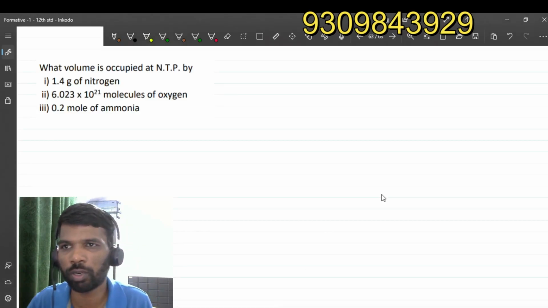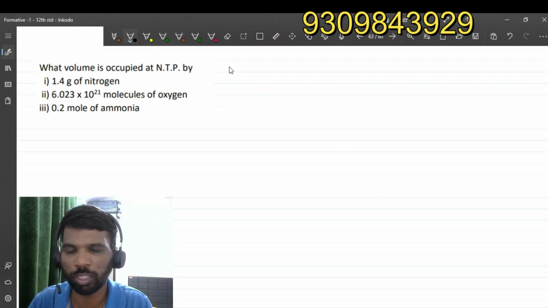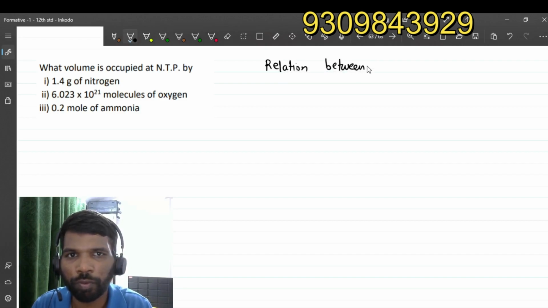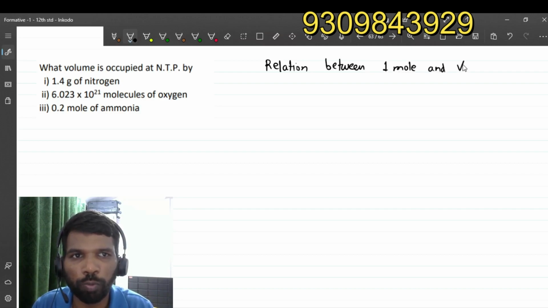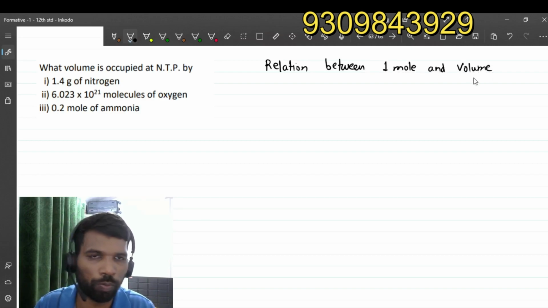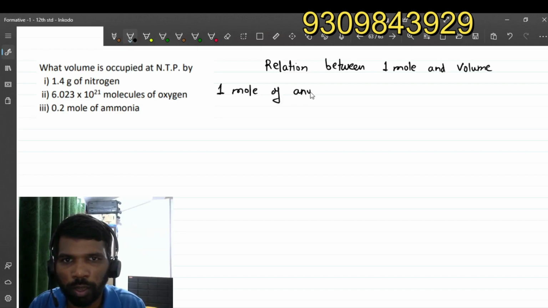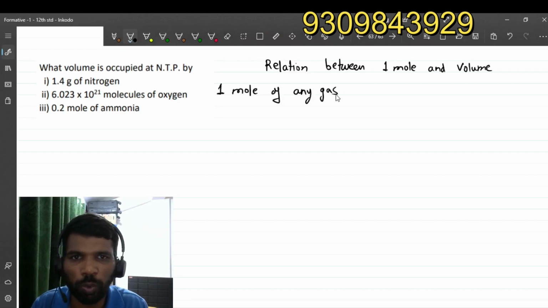This question basically tells about the relationship between a volume. These questions will discuss, first, we'll understand what is the relation between 1 mole and its volume. See, 1 mole of any gas means what? 6.023 into 10 to 23 molecules, maybe, or it may be atoms of that gas.